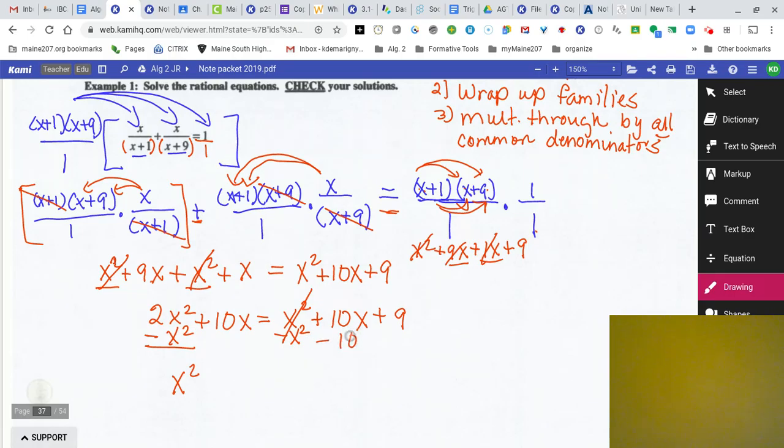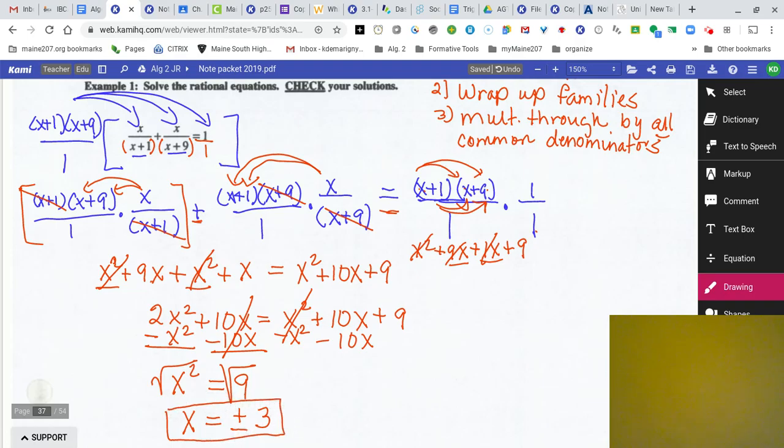2x squared minus x squared leaves an x squared. And then I'm going to subtract the 10x to the other side. Well, that's good because what happens is positive 10x and negative 10x cancel out. And then you can either move the 9 over or you can leave it over here because it becomes just a simple algebra solve. And anytime we take the square root of a variable, we have to remember to do plus or minus, and the square root of 9 is 3. And those are my two solutions.